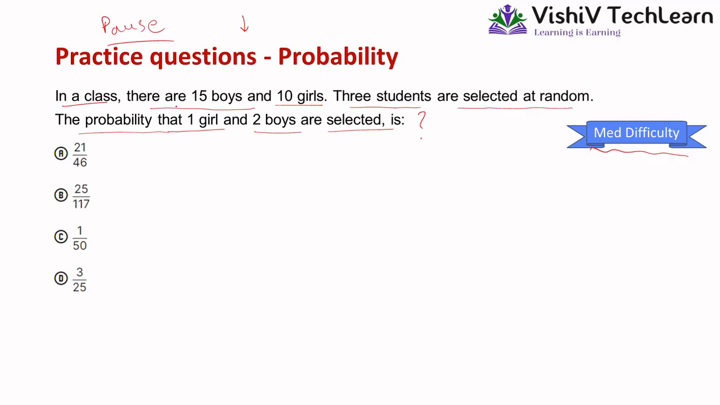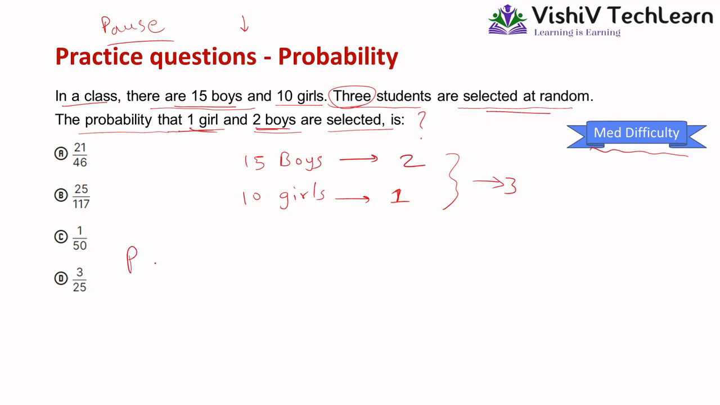So total 15 boys are there. Let's write it down here. 15 boys we have and 10 girls we have. Okay. So out of 15 boys we have to select how many? 2. And out of 10 girls we have to select 1. And we have to find out that when we select the 3 students randomly, what is the probability that we get 2 boys and 1 girl?